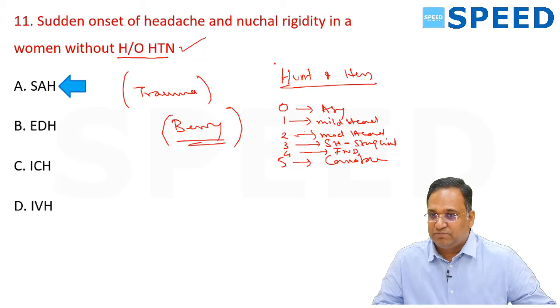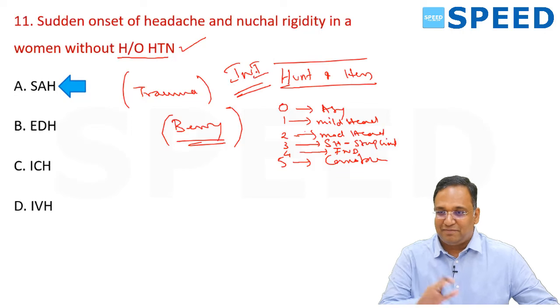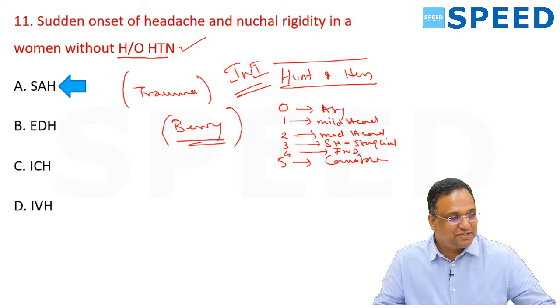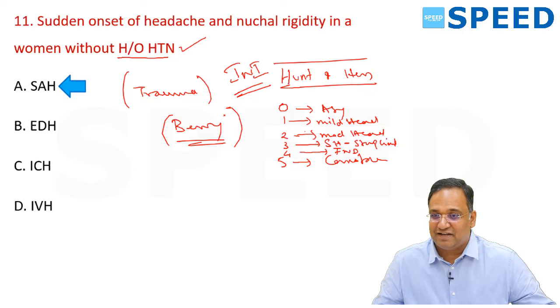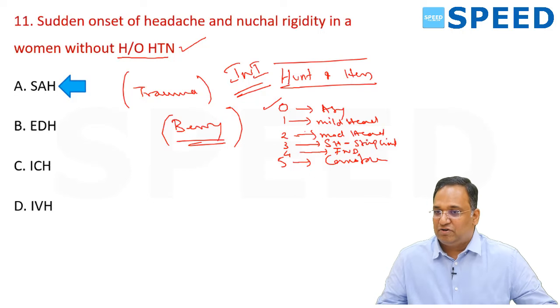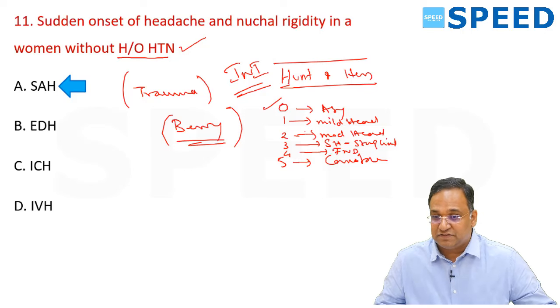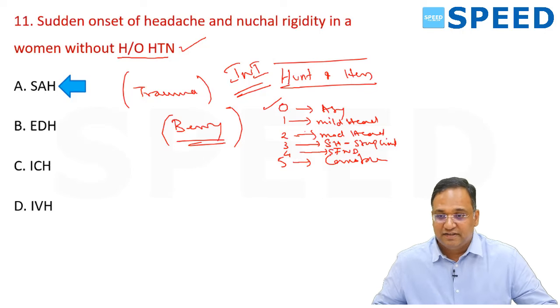Hunt and Hess is one of the most important questions you can expect in NEET-SS. I am just telling you this because it is an orientation today for NEET-SS as well. So, what can they ask you? What is the prognostic scoring scale for subarachnoid hemorrhage? The answer is Hunt and Hess. 0 is asymptomatic, 5 is comatose, 1 is mild headache, 2 is moderate headache, 3 is severe headache or stuporous gait, and 4 is a significant focal neurological deficit, and 5 is comatose. Understood? And the investigation of choice is digital subtraction angiography.